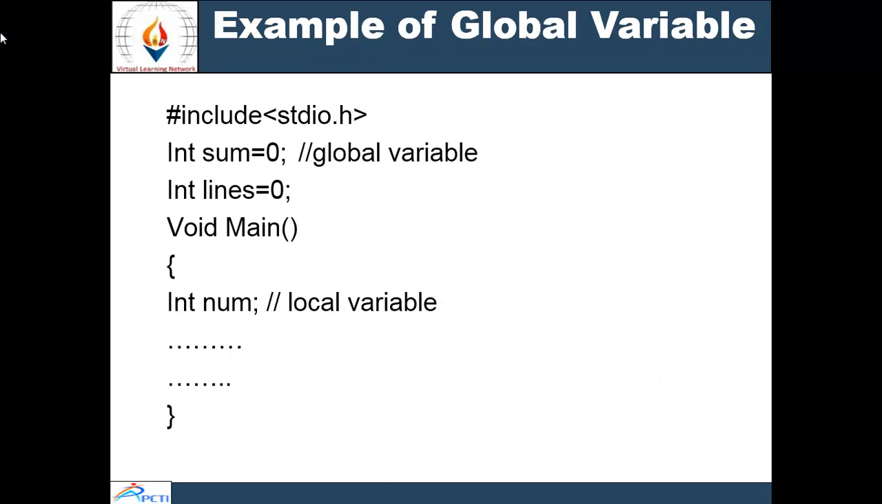Example of global variables is this. Here I am using hash include stdio.h, int sum equal to 0, int lines equal to 0, and then proceeding to main program. Here sum and lines, these are global variables that can be accessed throughout the program.